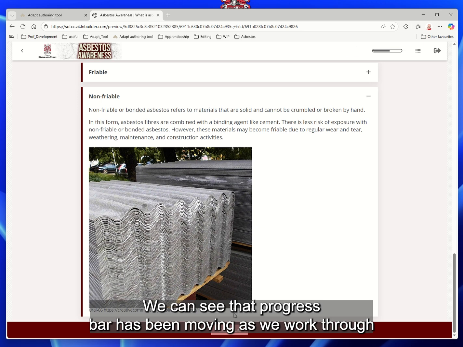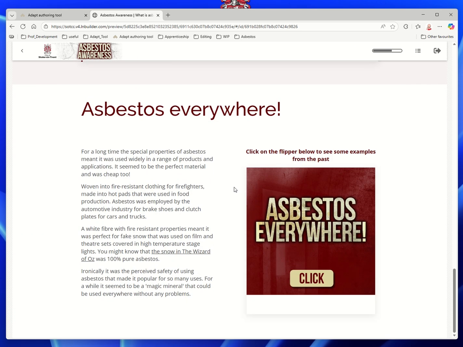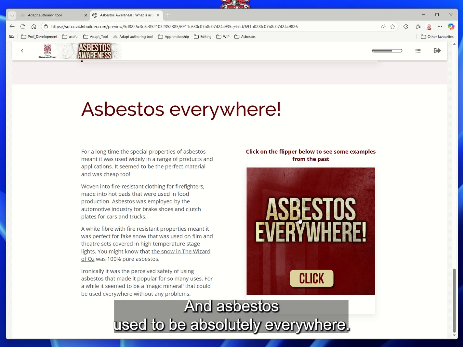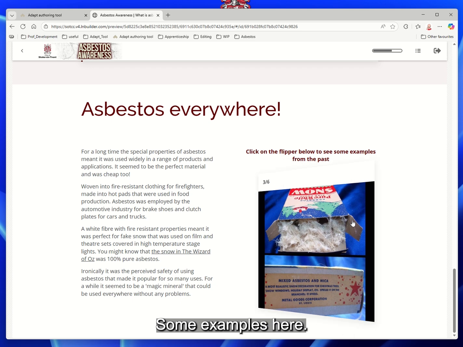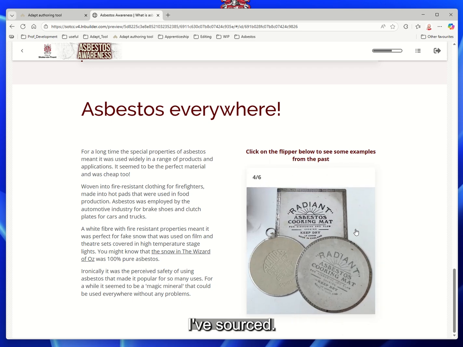We can see that progress bar has been moving as we work through the course, and asbestos used to be absolutely everywhere. Some examples here I've sourced.